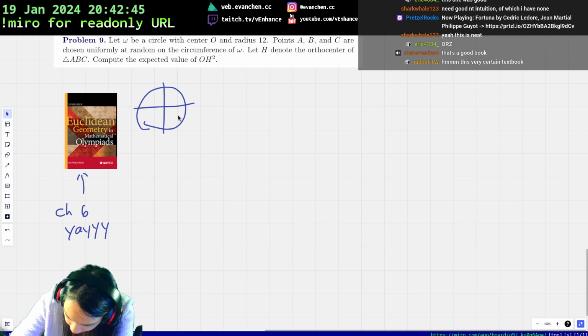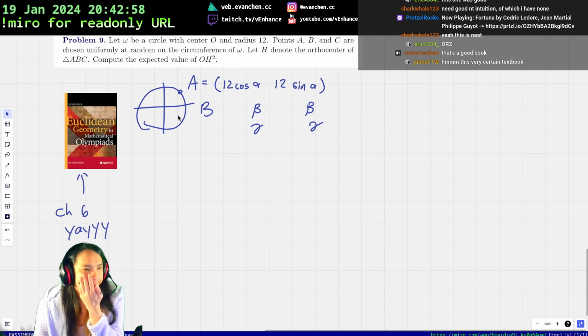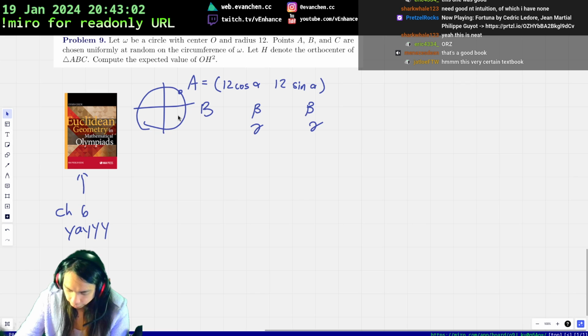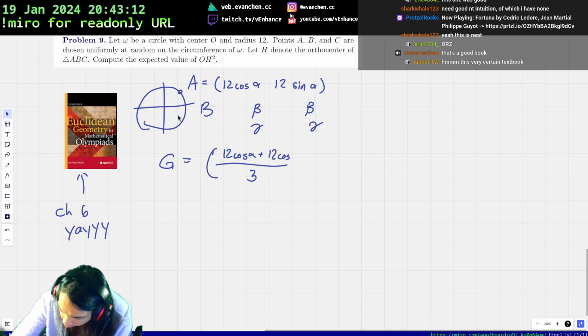The basic idea is that I'm going to let the points be 12 cosine alpha, 12 sine alpha, and then B is the same thing with beta, and C with gamma. So I'm going to put Cartesian coordinates on the points. The centroid is the average of these, so it's one third of 12 cos alpha plus 12 cos beta plus 12 cos gamma, and then the same thing with sine, which I'm not going to write because it's super annoying.